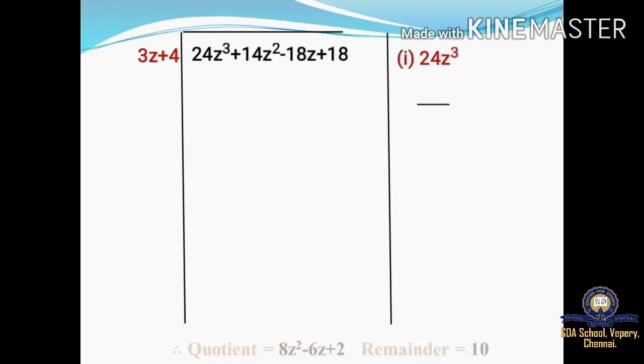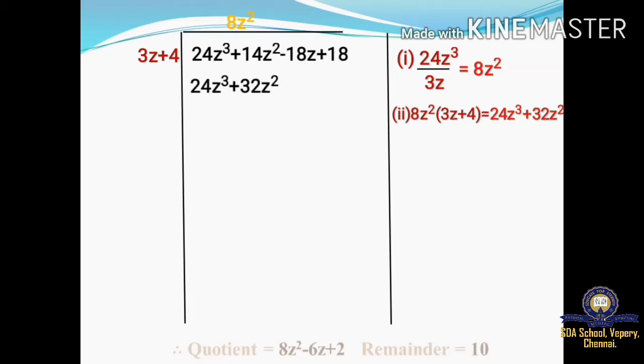Okay. So what will you get if you divide 24z cube by 3z? You will get the answer as 8z square. This 8z square should be written in the quotient place. Where? In the quotient place, as you can see, right? Next step is you have to multiply this 8z square with 3z plus 4, with both the terms, not just with the first term. If you multiply, you will get 24z cube plus 32z square.